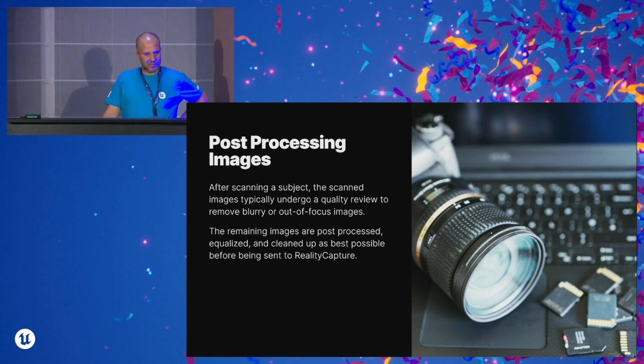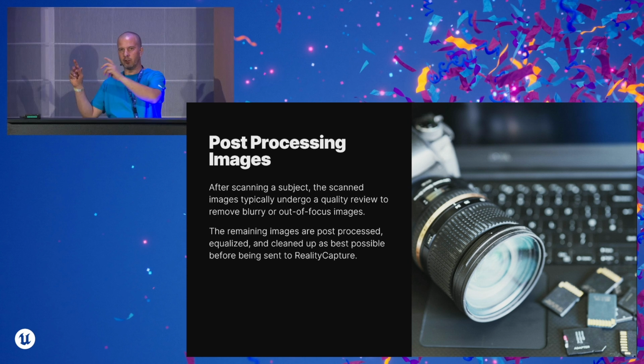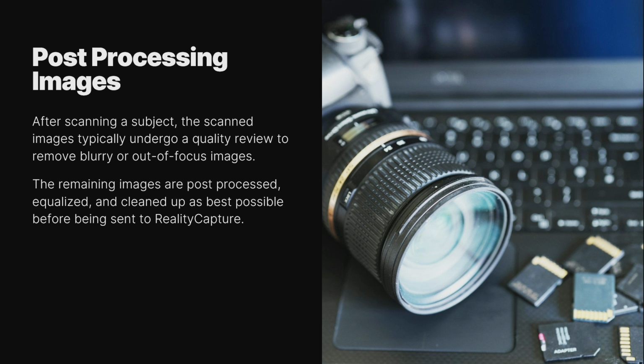Okay, post-processing images. After scanning a subject, the scanned images typically undergo quality review. Yeah, throw out any blurry ones. Anything which just looks rubbish, or you pointed up in the air, or you got some horrible motion blur, just throw it in the bin, because there's no point trying to make the software think about trying to include those images which have just got garbage data. In fact, your worst case scenario would be that it did align them and gives you a horrible mesh and a horrible texture.